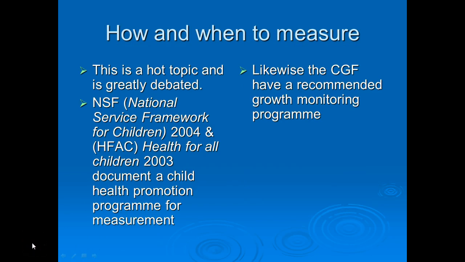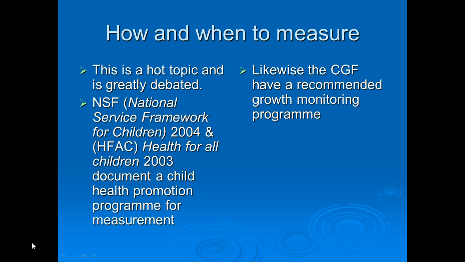So how and when to measure? It's been a hot topic, it remains a hot topic, and it's greatly debated. The National Service Framework for Children 2004 and Health for All 2003 documented a specific health promotion programme for measurement, and likewise the Child Growth Foundation have a recommended growth monitoring programme, and they are an absolute go-to website for anything regarding growth, its measurement and equipment.